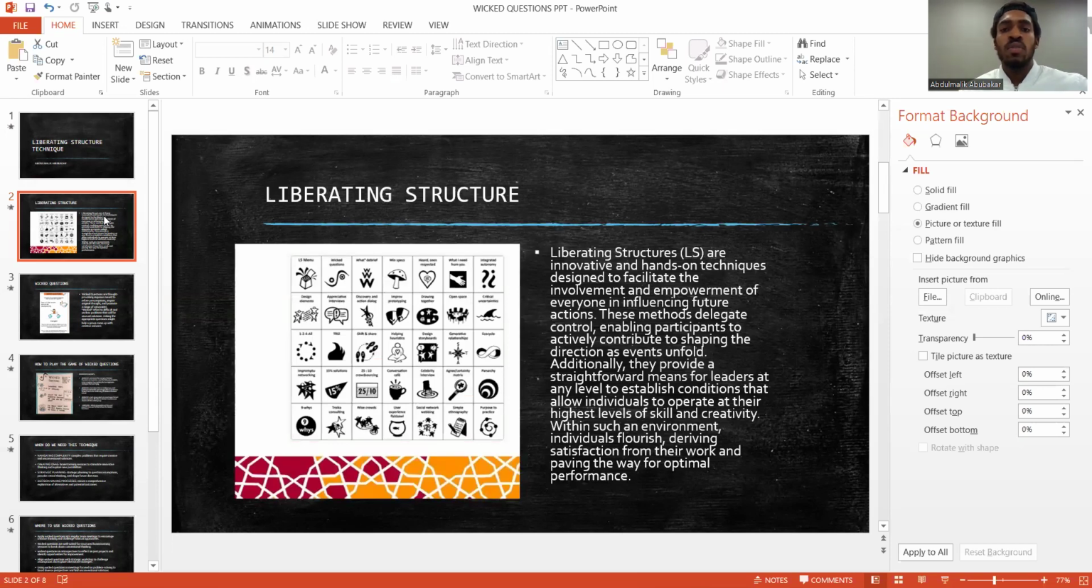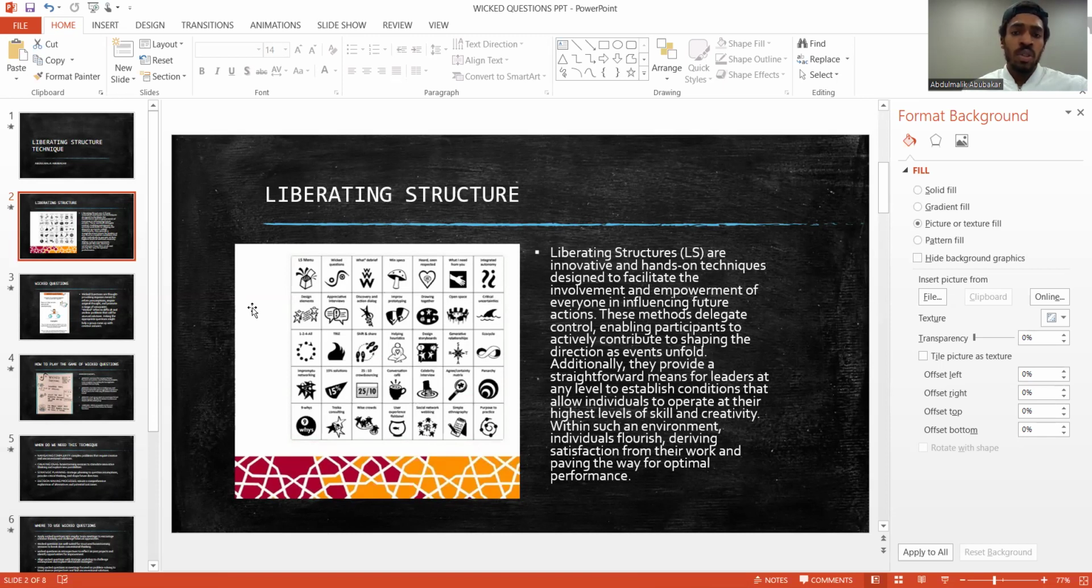Liberating structures are innovative, hands-on techniques designed to facilitate the involvement and empowerment of everyone in influencing future action. This method delegates control, enabling participants to actively contribute to shaping direction as events unfold. Additionally, they provide a straightforward means for leaders at any level to establish conditions that allow individuals to operate at their highest level of skill and creativity.